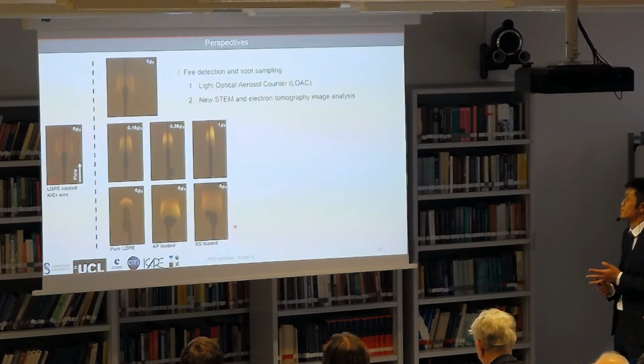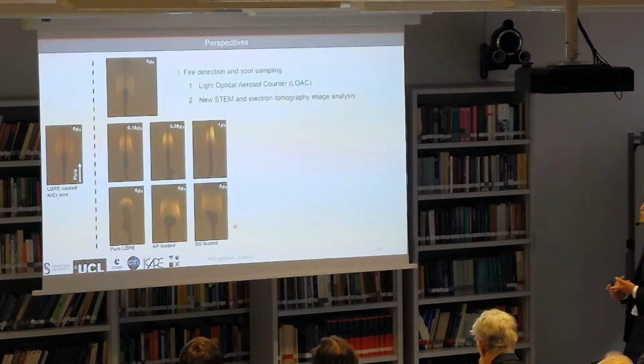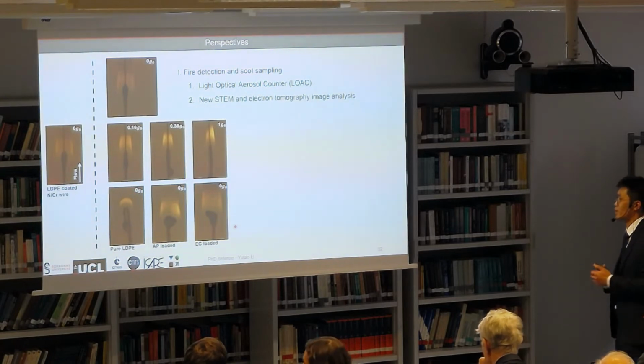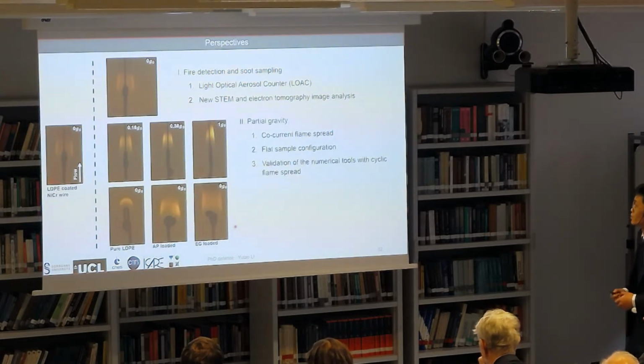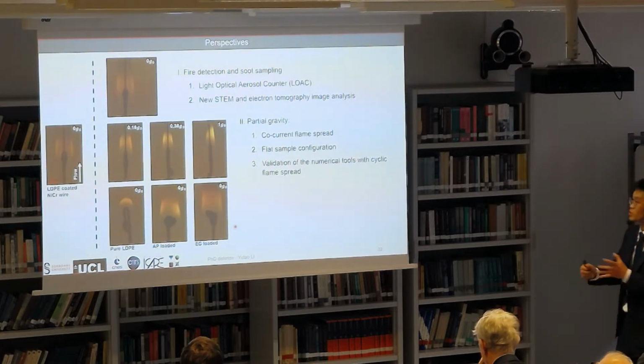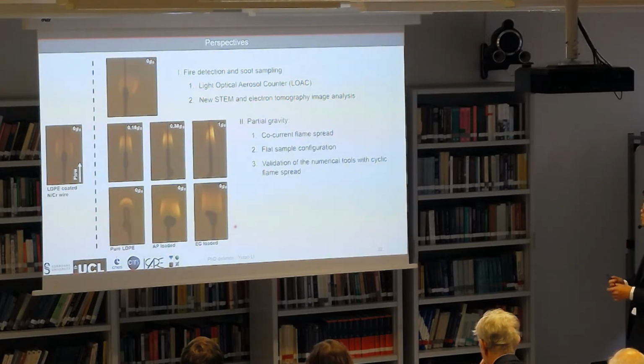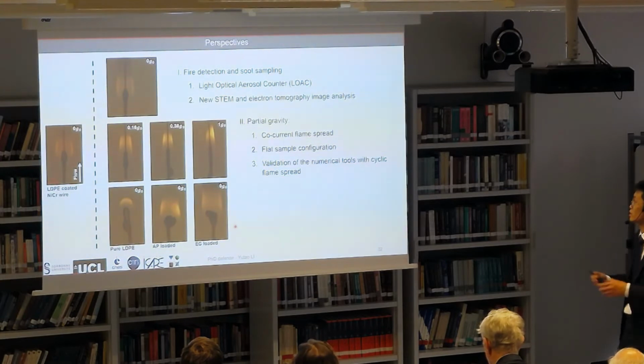And about the soot sampling, we can apply the new TEM method to have a better observation of the morphology of the soot particles and even extract their 3D properties. And for the partial gravity, we can test the concurrent flame spread, which is a configuration closer to the real fire scenario. And we can also test the flat sample configuration, which is the most experimented in microgravity, so it could allow us to do the comparison later.